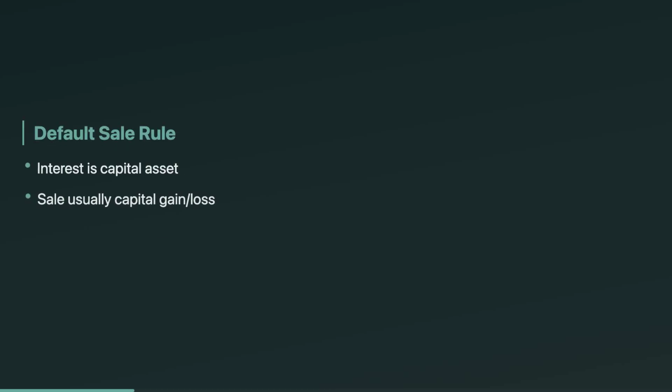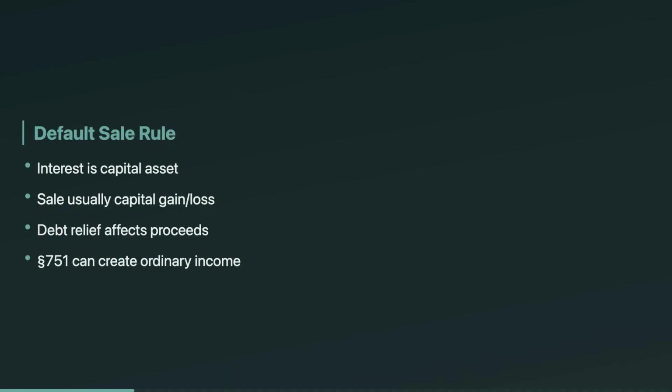When you sell a partnership interest, start with the default rule. Your partnership interest is a capital asset, so the sale usually creates capital gain or capital loss. On the EA exam, that word "usually" matters because two things commonly change the result. Partnership debt relief changes your amount realized, and Section 751 can recharacterize part of your gain as ordinary income.